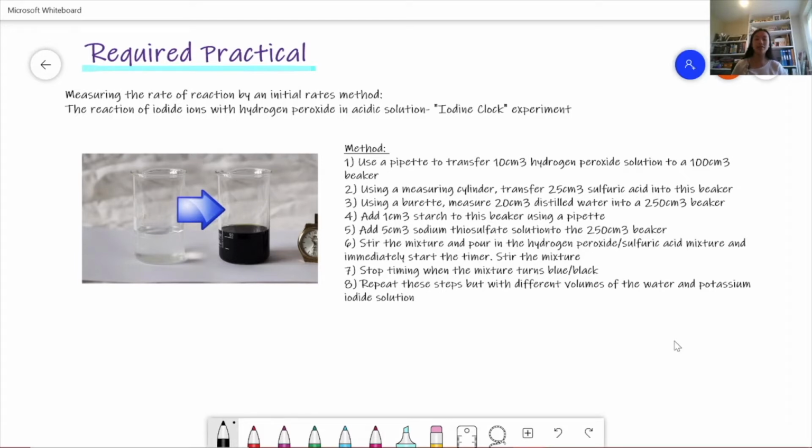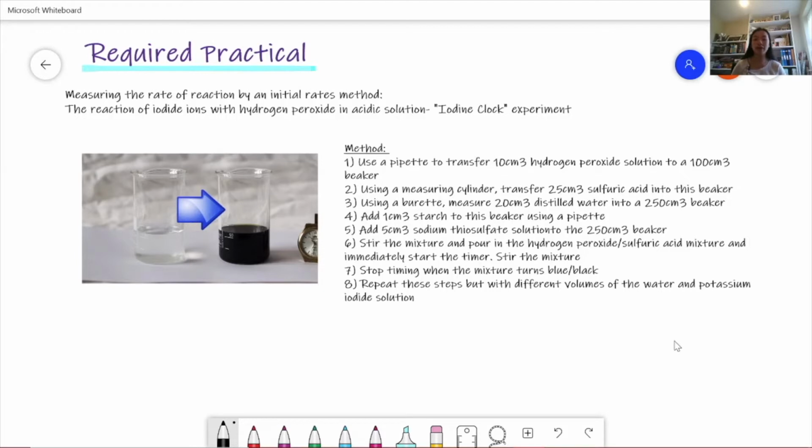and then 5 centimeters cubed of sodium thiosulfate solution. We then stir the mixture and pour in the hydrogen peroxide sulfuric acid mixture and immediately start the timer. We then stir the mixture and stop timing when the mixture turns blue-black. And we repeat these steps, but with different volumes of the water and potassium iodide solution.